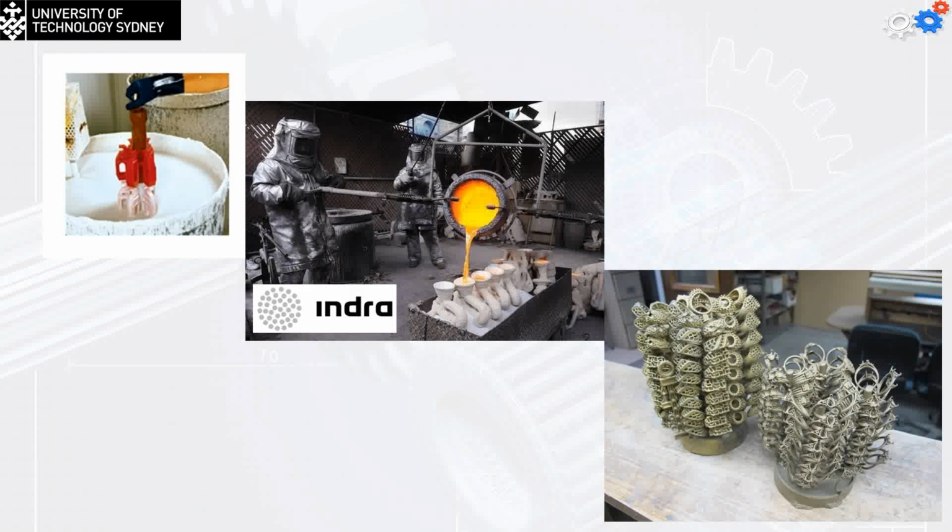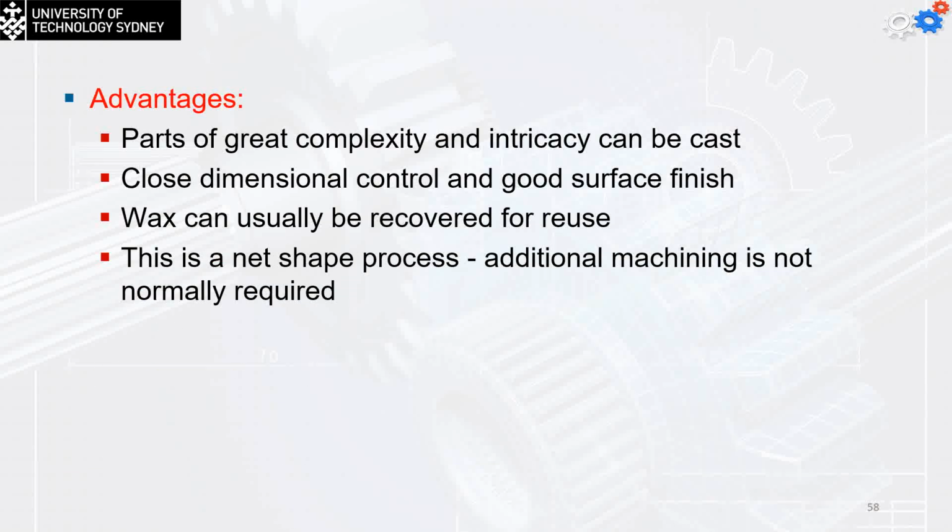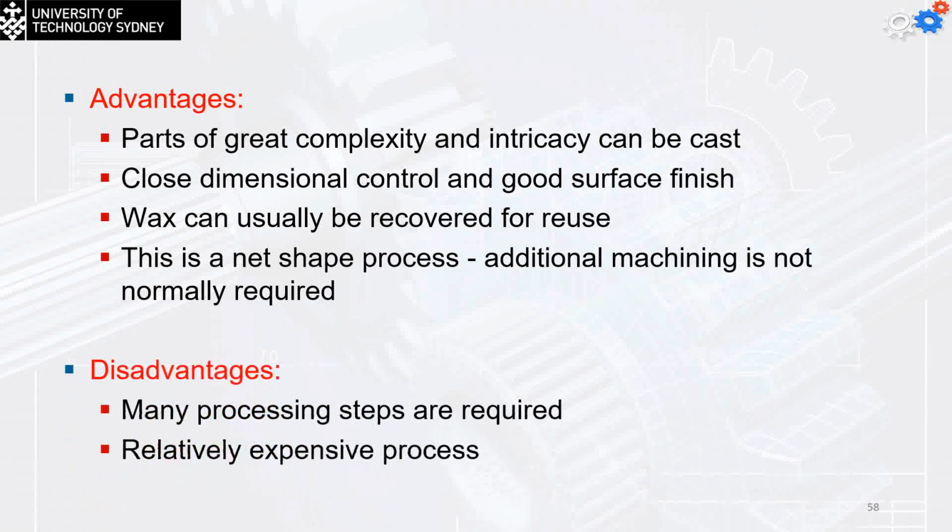Okay, now this is once again more for that. Advantages are that the part is going to have great complexity and intricate shapes can be cast, with close dimensional control and good surface finishing. The wax can usually be recovered for reuse, and this is a net shape process, so no additional machining is normally required.